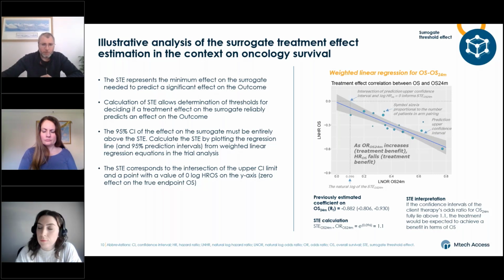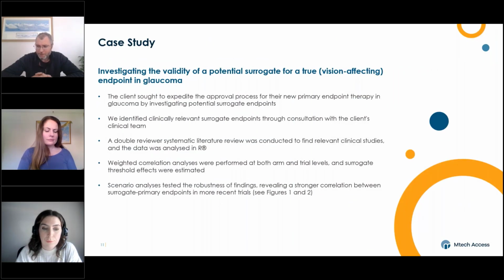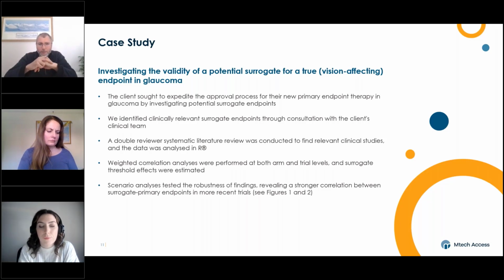And I wonder if we could just move to the next slide, please, Claire, and look at a case study circumstance where we had a client. This is not an atypical situation: they were looking to speed up the approval process for their new glaucoma treatment. The idea is that it would be, in theory at least, quicker and simpler to collect data on surrogates for the true vision-affecting endpoint in their trial than it would be to wait for the data to manifest for that true endpoint, right? So we can get data sooner on potential surrogates than we can for the true endpoint.